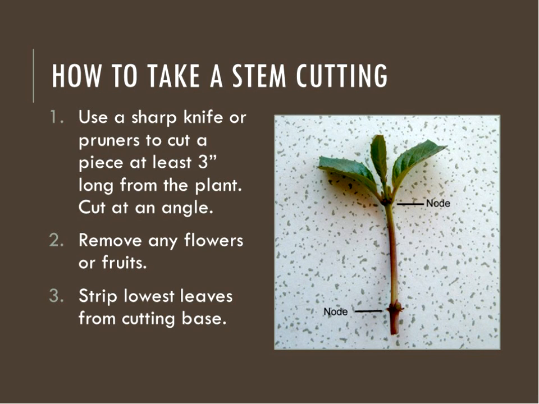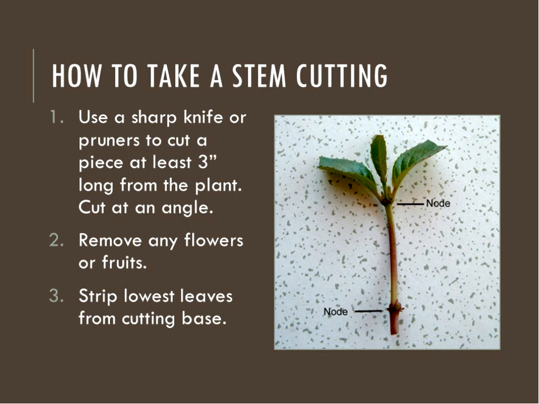So the basics of how to take a stem cutting, you want to make sure that your knife or pruners are very sharp. If they're not, when you make that cut, you're going to crush some of the tissues of the plant and it's not going to root as easily. So again, you want to have at least 2 nodes and at least 3 inches long piece of stem. Cut it at an angle. Remove any flowers or fruits.